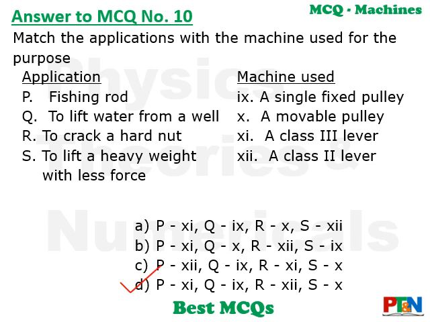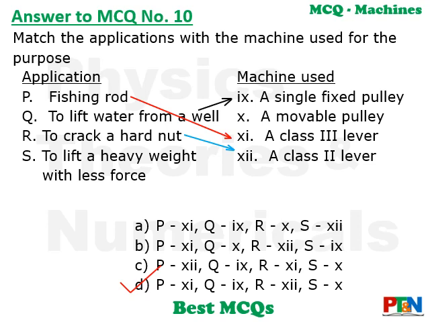Again, let us do that arrow exercise. Fishing rod is class 3 lever, where you cannot reach close to the load. You have to access it from far away distance. So you generally use class 3 lever. Fishing rod is a class 3 lever. To lift water from a well, we use single fixed pulley. To break a hard nut, class 3 lever, that is nut cracker, that is class 2 lever.